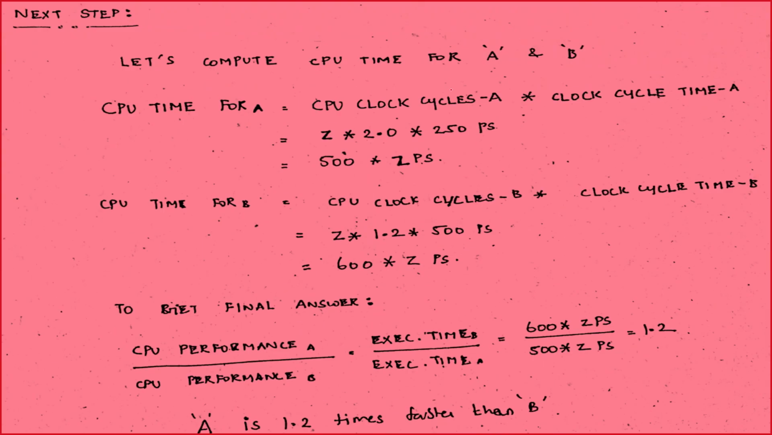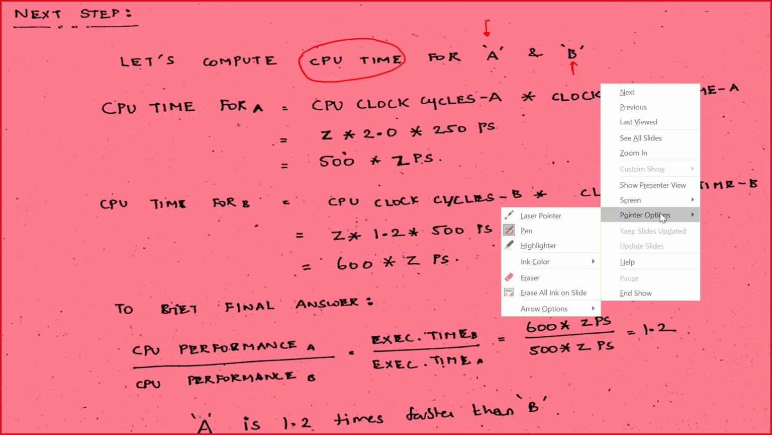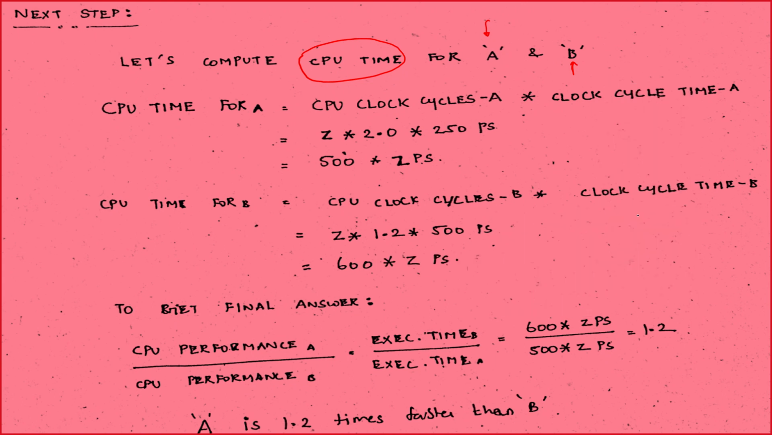Now what is the next step? I need to compare the CPU time. Only when I compare the CPU time for A and B, I will be able to understand if A is faster or B is faster. Do you understand the point? I need to compare the CPU time. CPU time is nothing but the execution time that I have been talking about all this time.